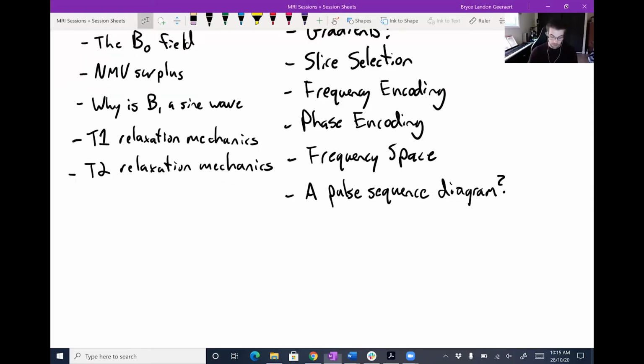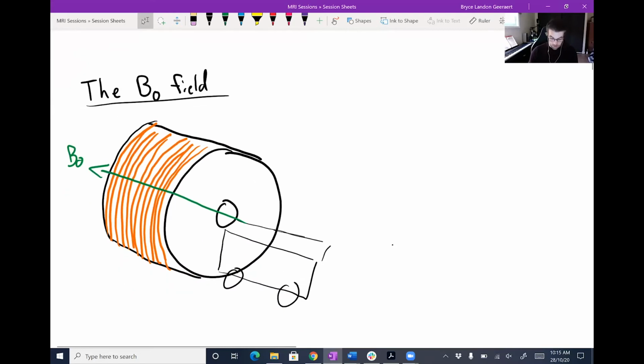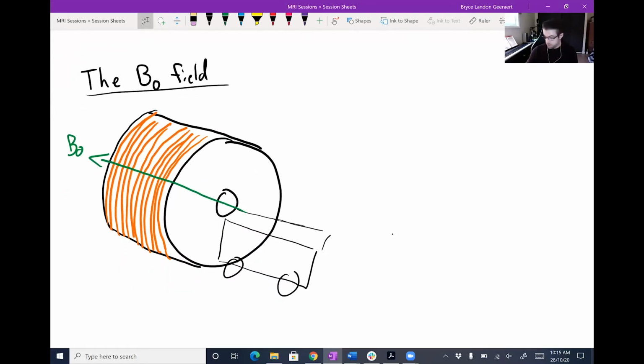All right, so the first thing I wanted to chat about is the B0 field. This is the main magnetic field that the MRI machine is outputting all the time. If you've done any safety training with MRI, you know that the magnet is always on. That's because this B0 field is always present. I just wanted to give you a bit more context if you don't already know.